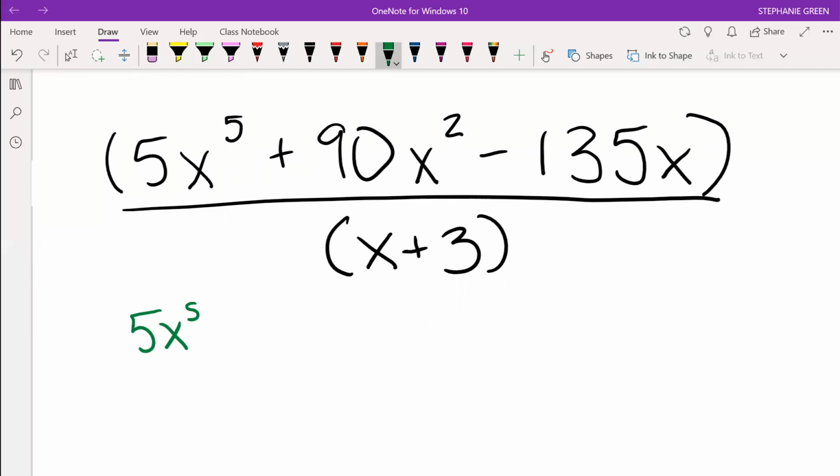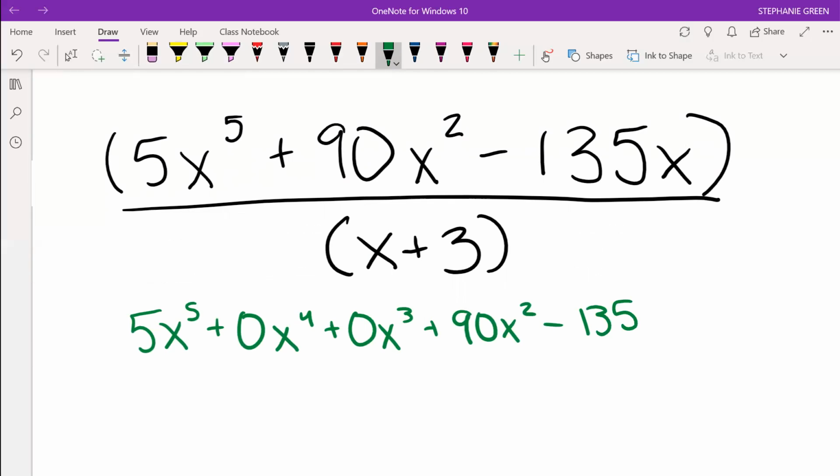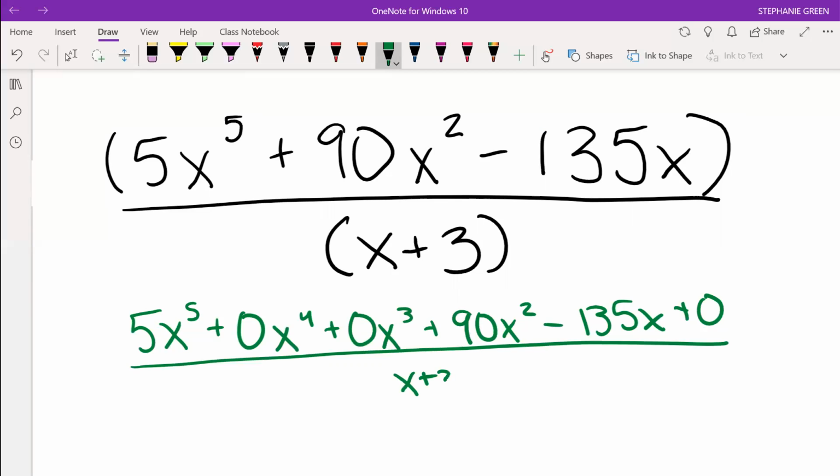5x to the 5th power plus 0x to the 4th power plus 0x to the 3rd power plus 90x squared minus 135x plus 0, over x plus 3. This is the exact same quotient as what's written above. All I did was add some zeros in so that there are no missing terms. It's very important that we do that when we're dividing two polynomials using either long division or synthetic division. If you don't put zeros in for missing terms, you're going to get wrong answers.